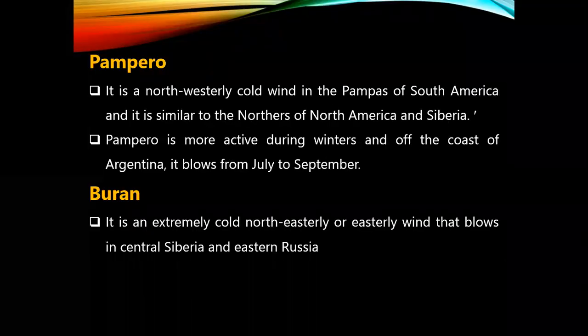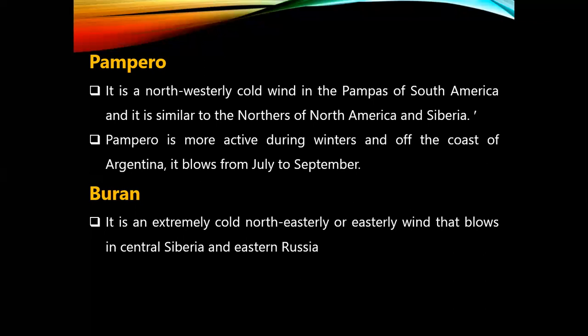The next cold local wind is Pampero. It is a northwesterly cold wind in the pampas of the South American continent, and it is similar to the northers of North America and Siberia. Pampero is more active during winters off the coast of Argentina, and it blows from July to September.